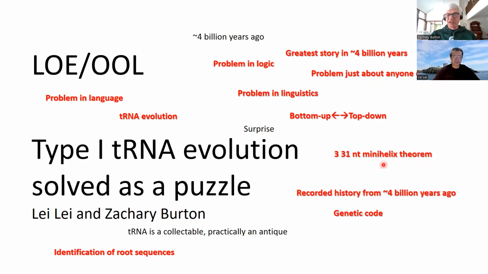So you can use this as a cheat sheet to analyze the puzzle. This is recorded history from about 4 billion years ago. The history was recorded in genetic code and it was never overwritten. So there's a record of the original primordial tRNA sequences from pre-life, before living systems. And it has to do with identification of root sequences. So we identify a primordial sequence for transfer RNA.